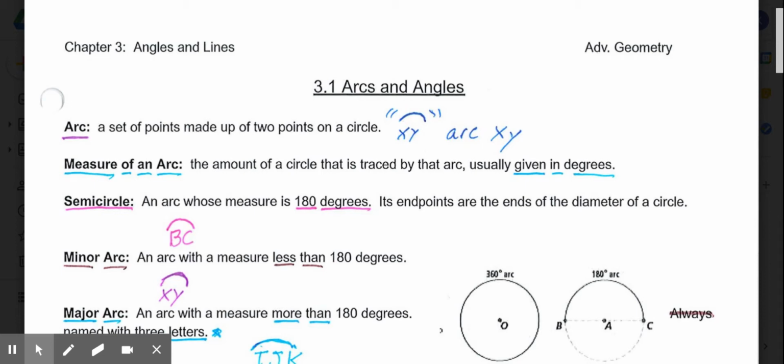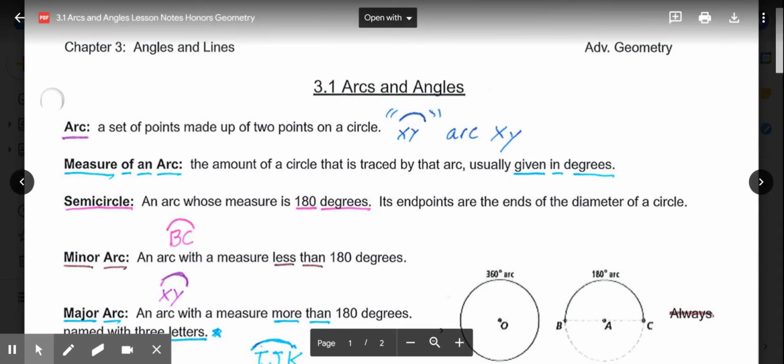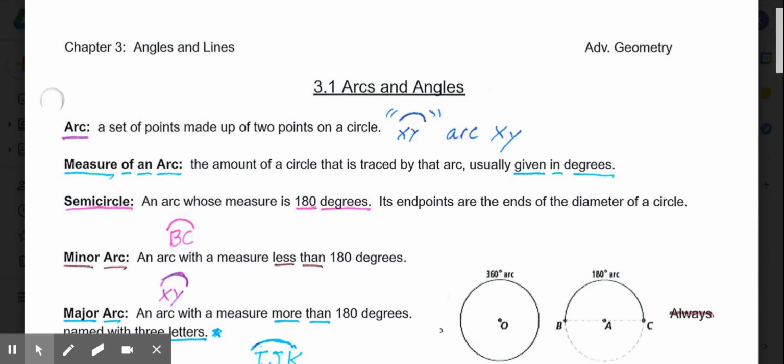Now, an arc is a set of points made up of 2 points on a circle. So we would represent that with this curved piece above the two endpoints. So if it's arc XY, we would write that as this curve over XY, reading arc XY. We could also name it arc YX, just like a line segment. You can flip the order of what's underneath the symbol.